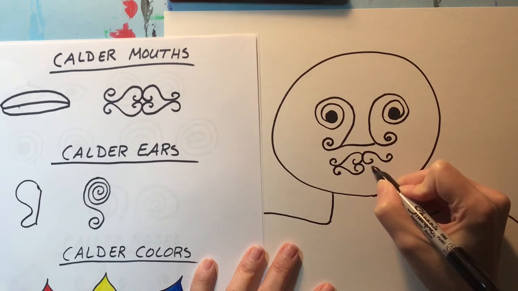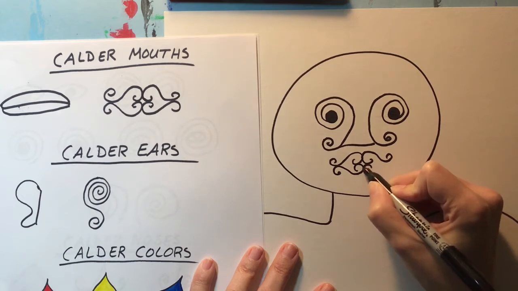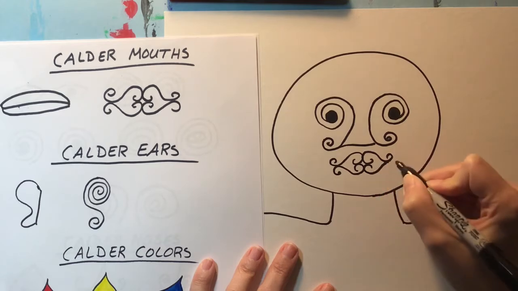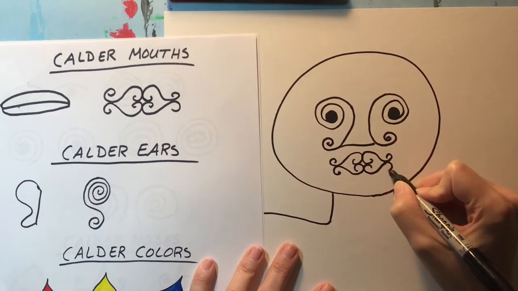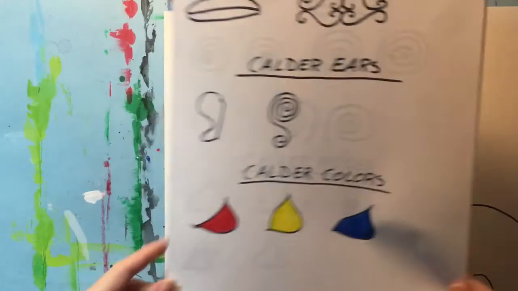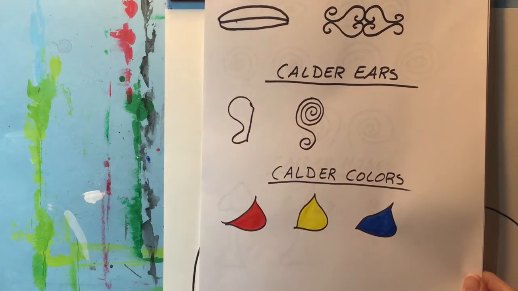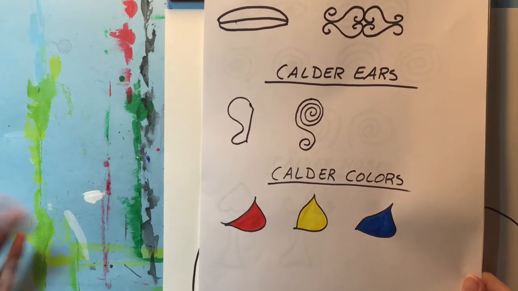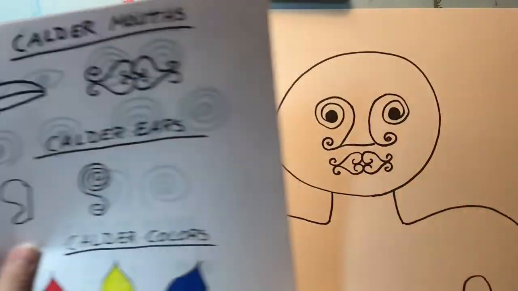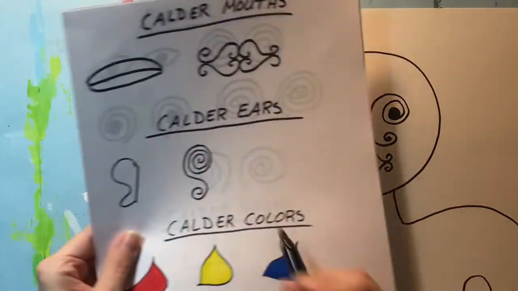And again, opposite can be a little tricky. So just take your time and do your very best. Okay, so there's my mouth. And I only saw two different kinds of ears. That doesn't mean that you couldn't do a different kind of ear, but these are the two I saw in Alexander Calder's art. So I'm going to go again with that swirly.